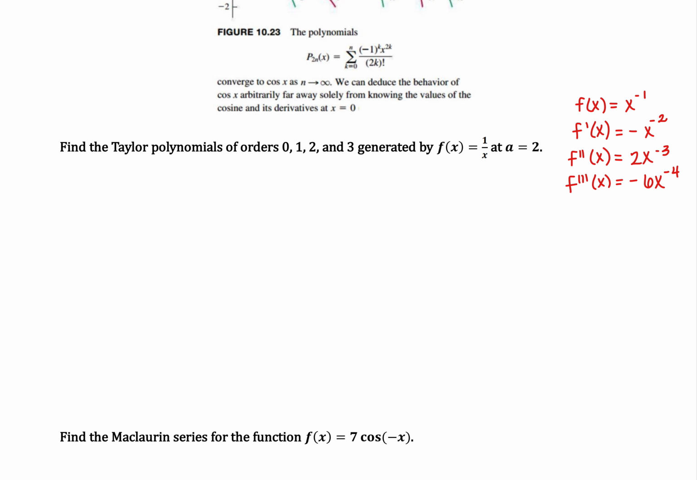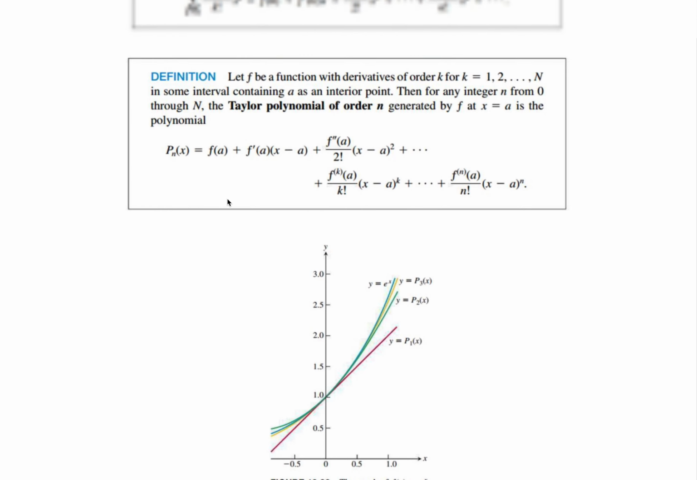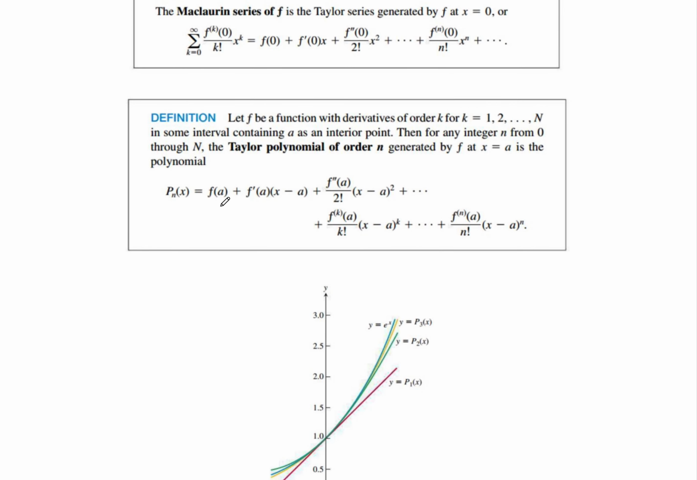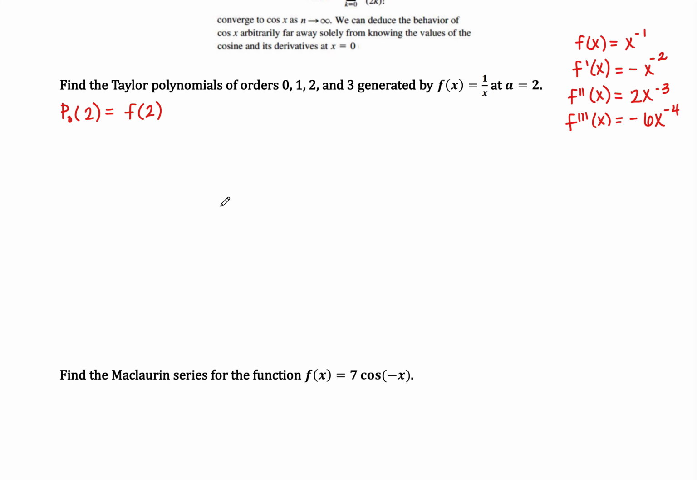So now we're going to use this to find the Taylor polynomials of orders 0, 1, 2, and 3. The Taylor polynomial of order 0 is the easiest. So we're doing this at a equals 2. So for order 0, we're just looking at f of 2. So if you come back here, it's just f of a. So plugging into that f function, we just get 1/2.